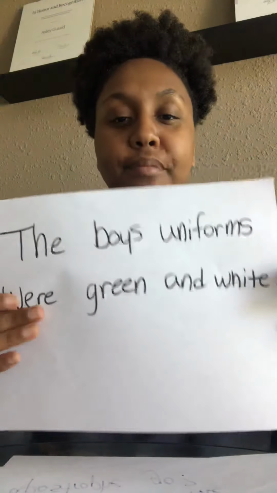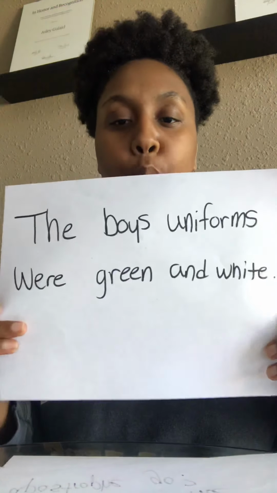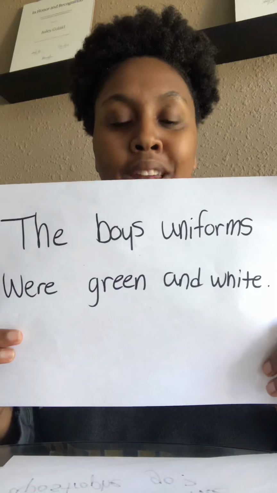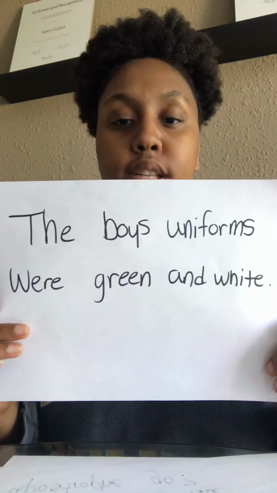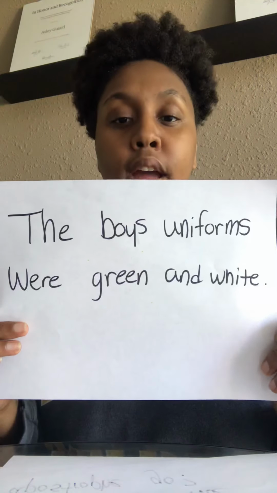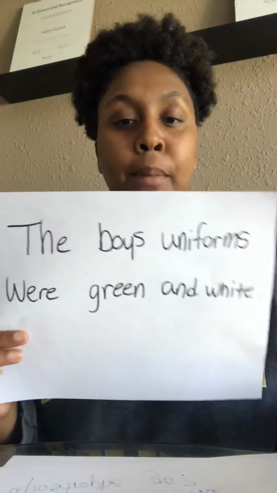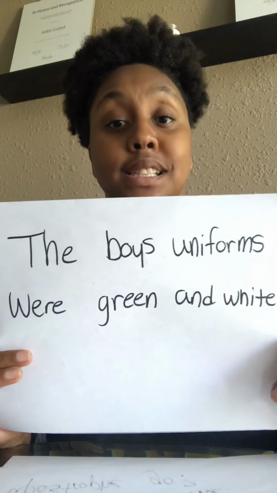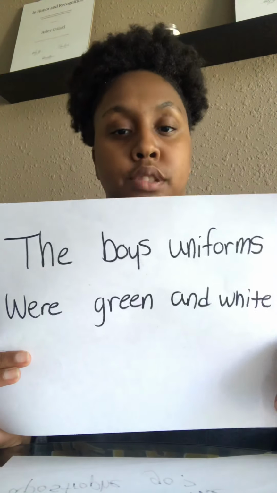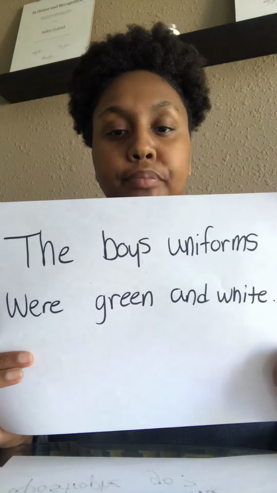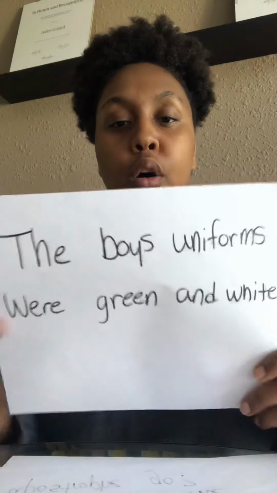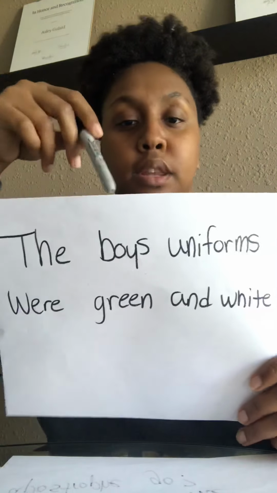All right, let's do our first example. The boys' uniforms were green and white. The first thing on my thinking steps is to identify the possessive noun, meaning the noun that owns something. Well, the possessive noun I found was boys, because what do they own?